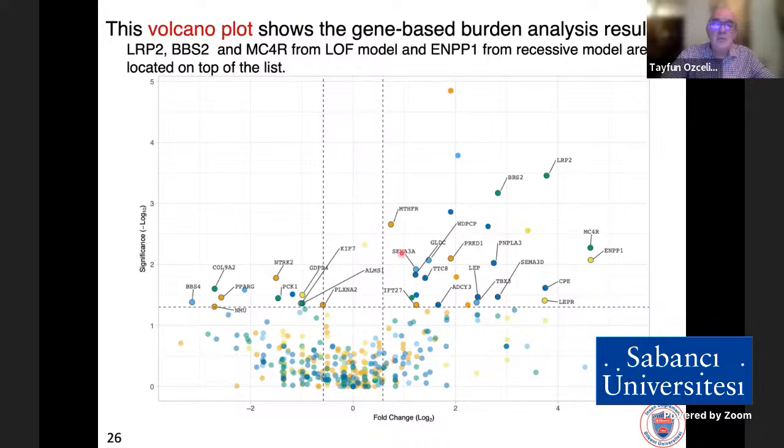And here you see a volcano plot. This volcano plot shows the gene-based burden analysis results. And here you have the most significant ones, like ENPP, MC4R, LRP2, and BBS2, Bardet-Biedl syndrome number 2 genes, are implicated.